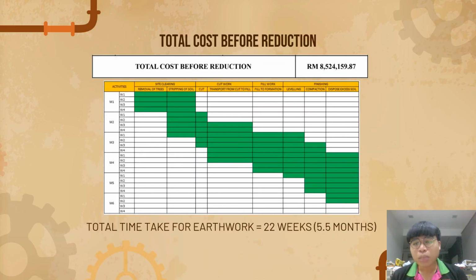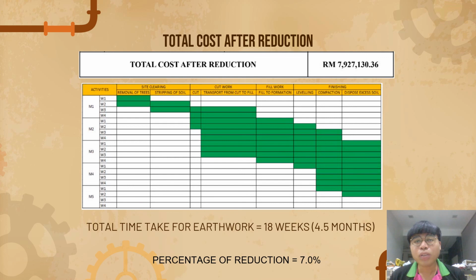Now we come to the summarization. The total cost before the reduction we get is about 8,524,159.87 ringgit, and we can see the total time taken for the earthwork before the reduction is about 22 weeks, or 5.5 months. And this is the total cost after the reduction.